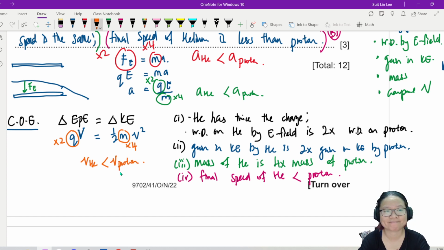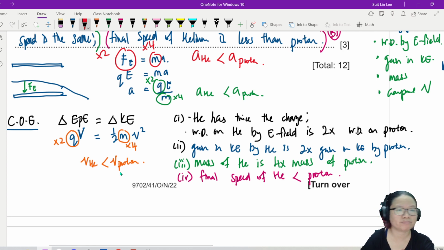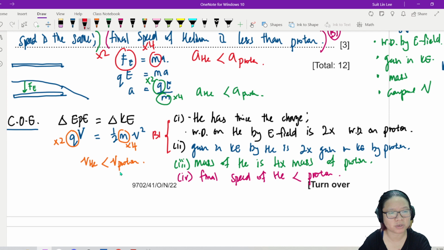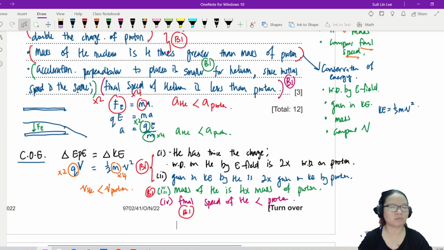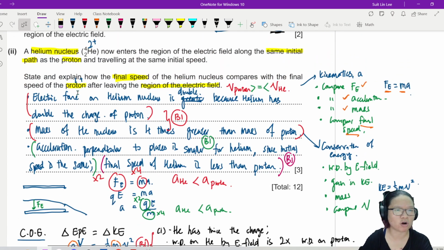Also can. So the first two, you compare the work done, then you compare the mass and the final speed. Something like that. Okay, so either way is okay, but try to write something that you are confident with.